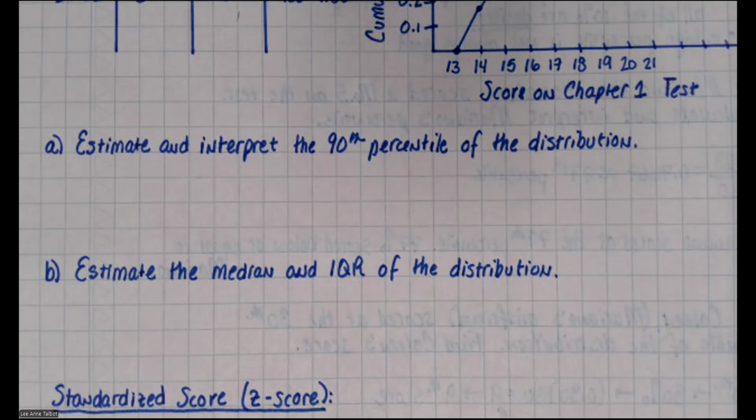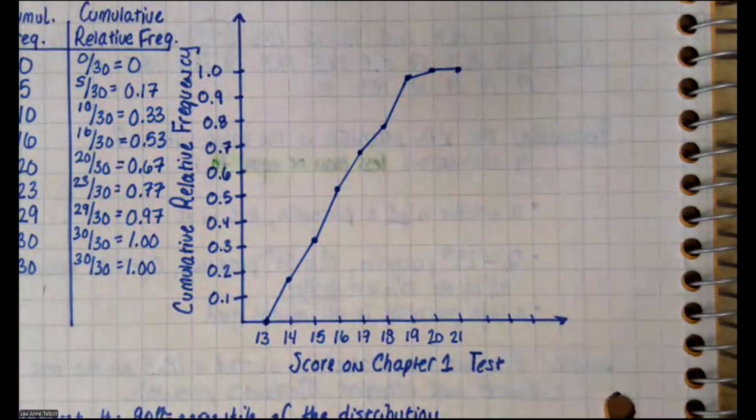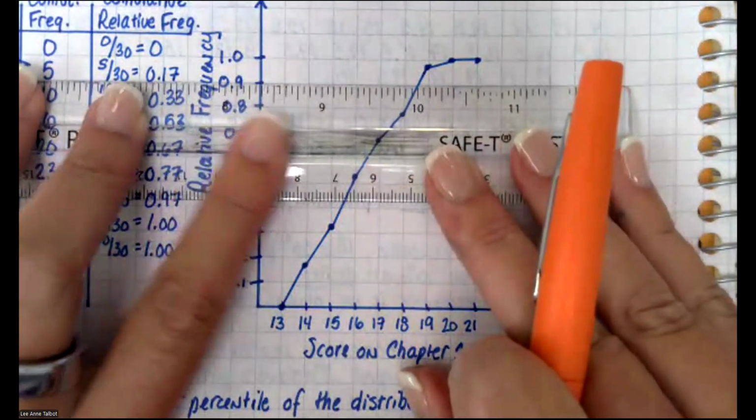Okay, so for A and B, these two questions are going to be asked graphically. This is not a calculation that we're going to make based on the data set. It's an estimate we're going to make based on the graph itself. So get out that straight edge and your different color. And what you want to do is estimate and interpret the 90th percentile. So you're going to take your straight edge to the 90th percentile.